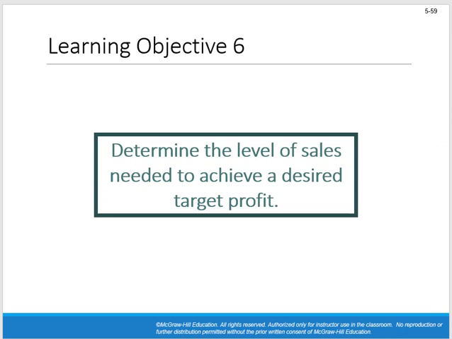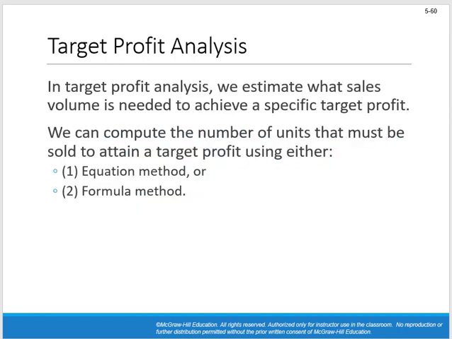Next, we're going to learn about our target profit. Determine the level of sales needed to achieve a desired target profit. Now, keeping in mind our break-even analysis, that's when our target profit was 0. So if we keep that in mind, that break-even analysis where we take fixed divided by our CM per unit, that means our target profit was 0. So we're going to look at our target profit analysis.